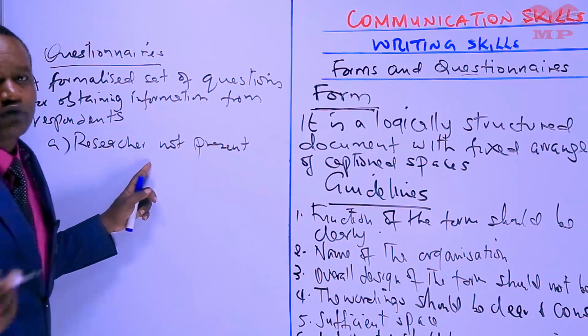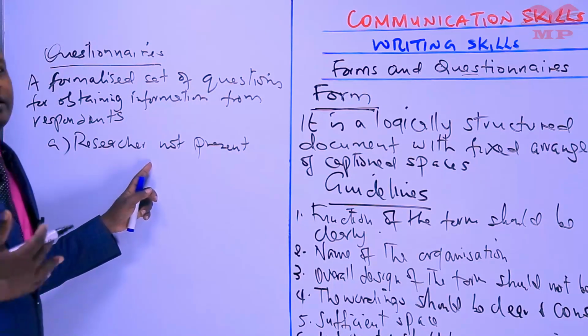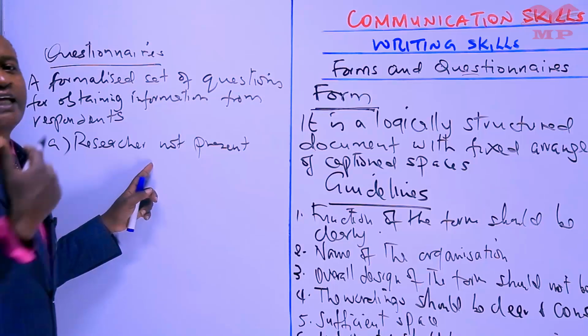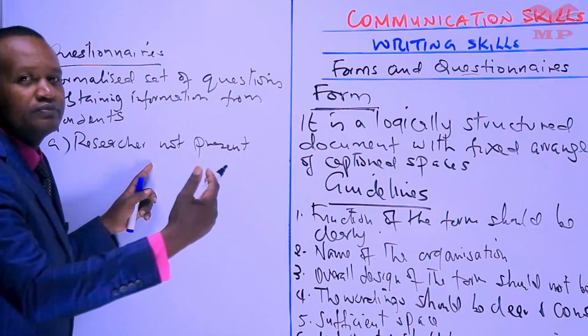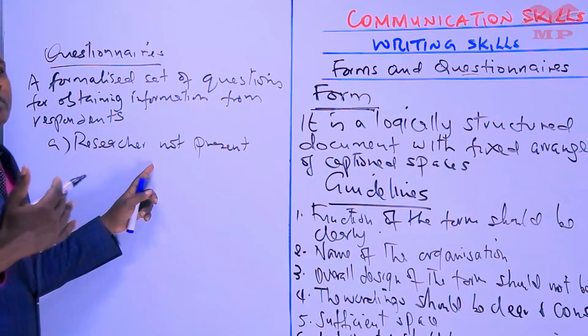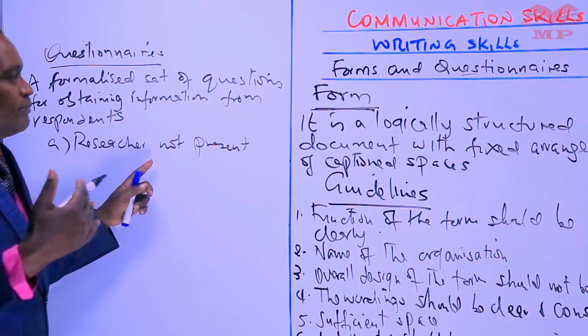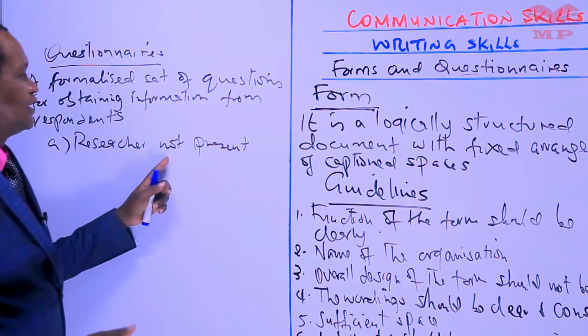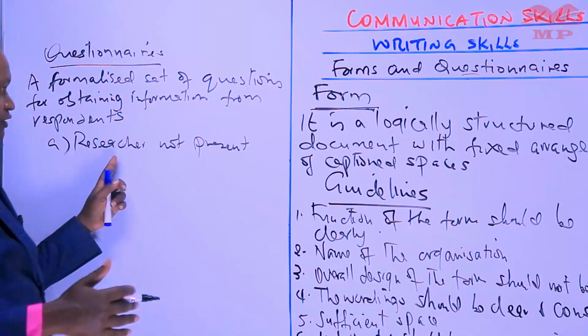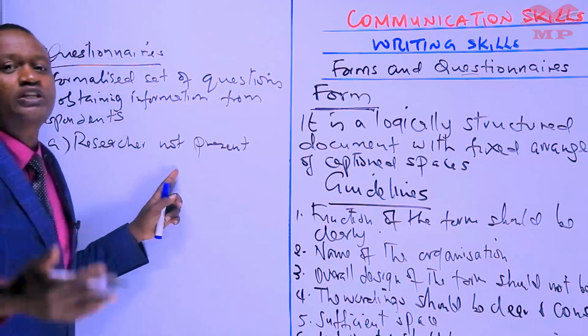For example, a researcher can compile a set of questions, then send the questions via, say, post office or email for the purposes of filling in, so that the respondent fills in the forms when the researcher is not present.